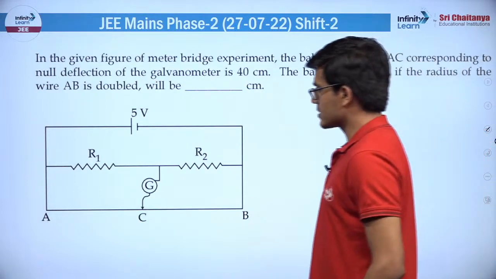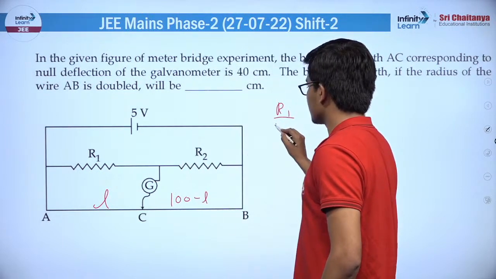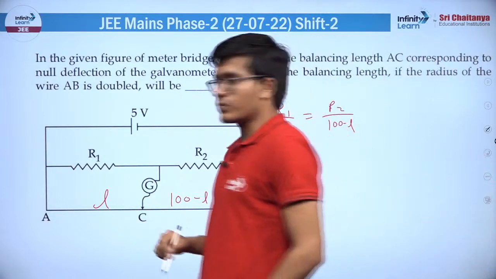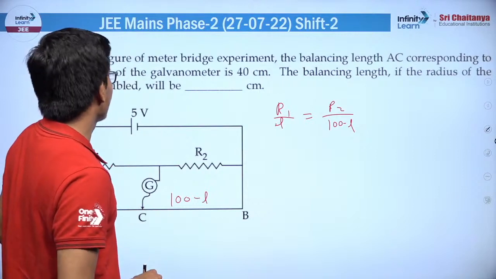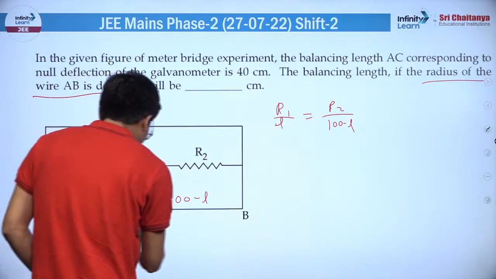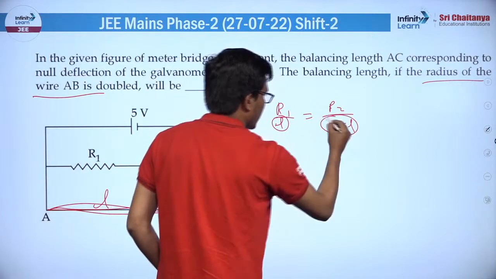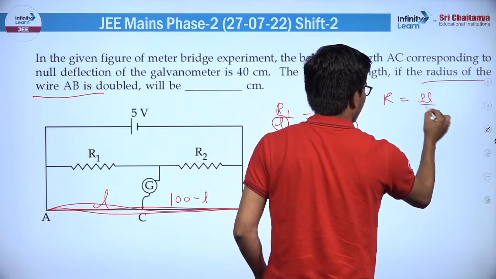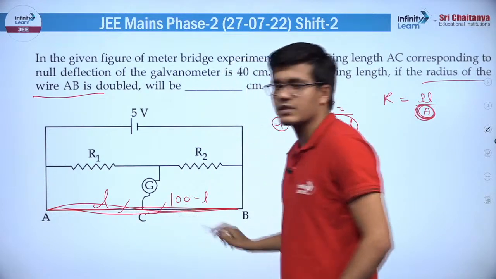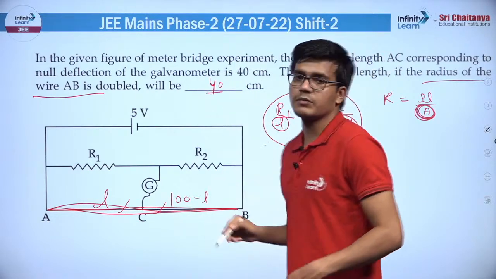Moving to the next question. So this is again a simple question from the meter bridge. This is L, this is 100 minus L. So you know that at the balancing condition R1 by L is equal to R2 by 100 minus L. Okay, this has to balance, and now what they are doing is the radius of the wire AB is doubled. So if you double the radius, you know that there will be no effect on the length because resistance is given by rho L by A. So if you double the radius, the area will get 4 times, but that area will also get 4 times on this side. So on both sides it will get cancelled and there will be no effect. So again the balancing length will be 40 centimeter only.